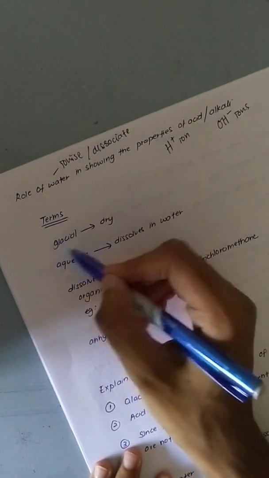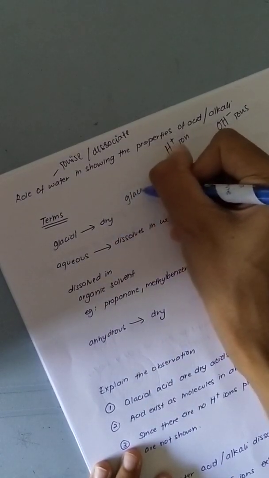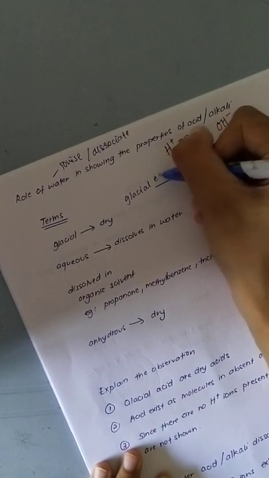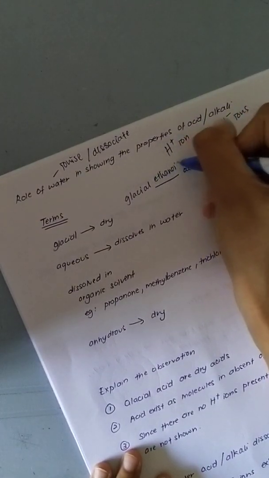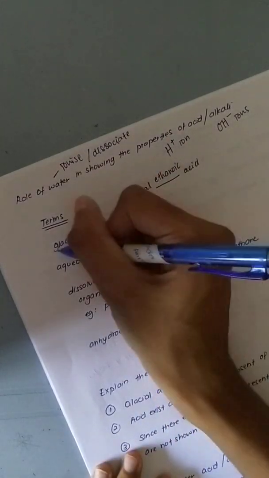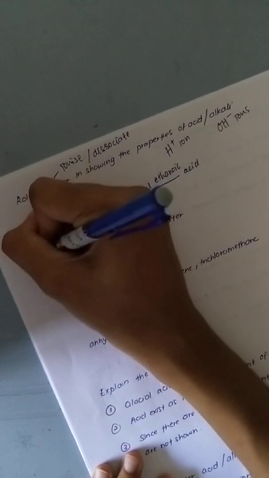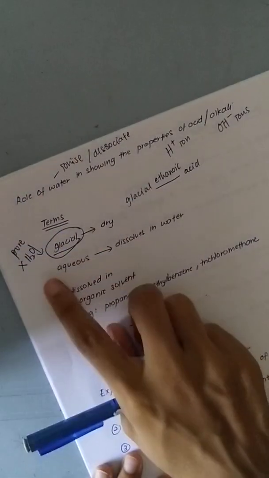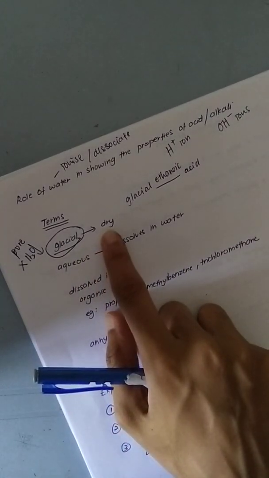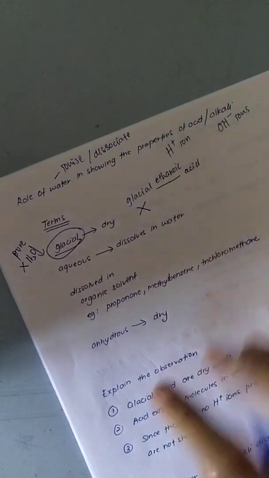Let's say I say glacial, and then I write the name of the acid. Let's say the name of the acid is ethanoic acid. Glacial ethanoic acid. Glacial means it's very pure, where there is no water. It's very pure and there is no water. So no water means it's dry. Do you think it will show acidic property? It will not show acidic property.